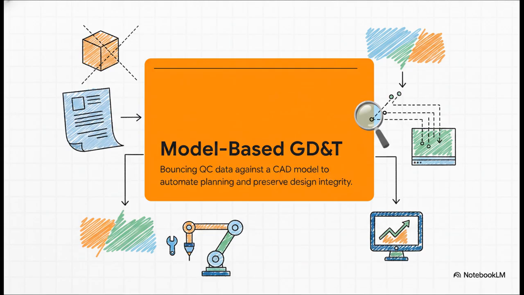Model-based inspection essentially means we're bouncing quality-controlled data directly against that 3D CAD model in real time. By doing this, we automate the inspection planning phase, and crucially, we preserve the true design integrity. There's zero manual translation error from the print to the program because the intelligent GD&T data just flows straight into the metrology software. It's a total game changer.